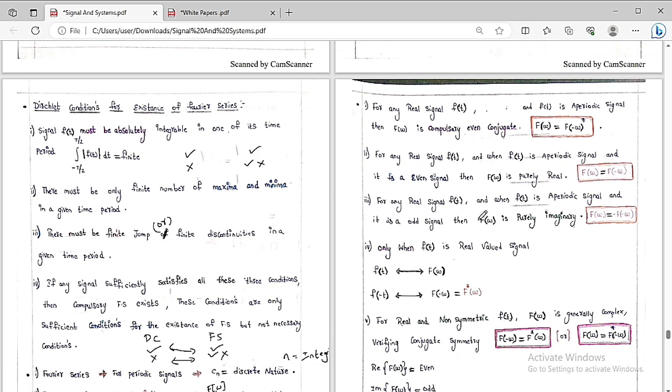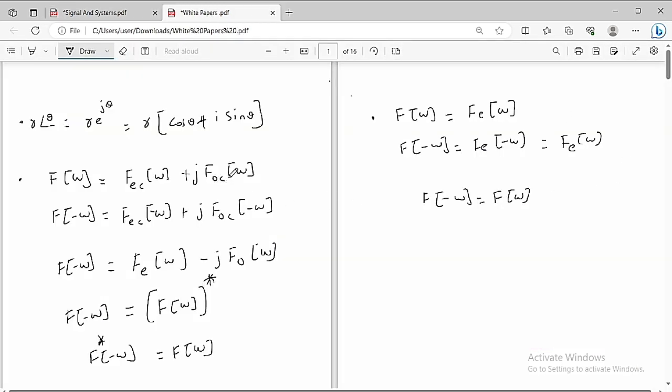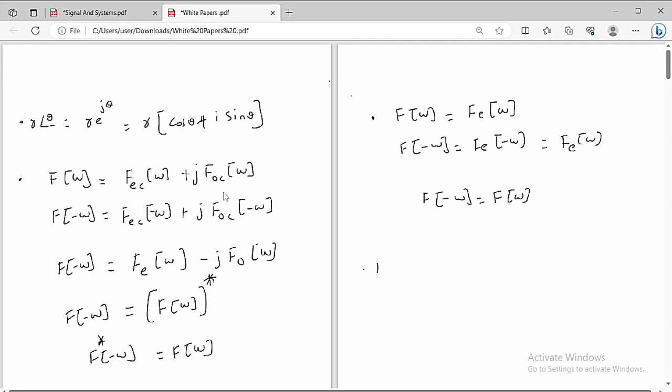For any real signal f of t, when f of t is a periodic signal and it is an odd signal, then f of omega is purely imaginary. It is purely imaginary. So in that case what is going to happen? Suppose f of t is a real signal, a periodic signal and also an odd signal, only the imaginary part is going to be present. Only this part is going to be present. Then in that case, f of omega is equal to j times f odd of omega.